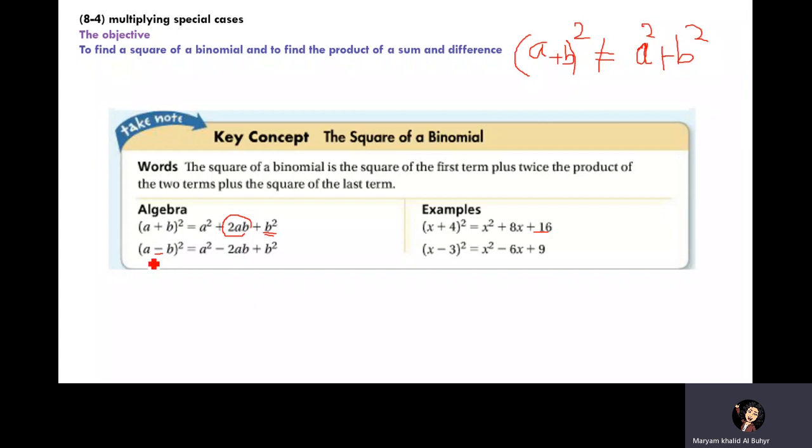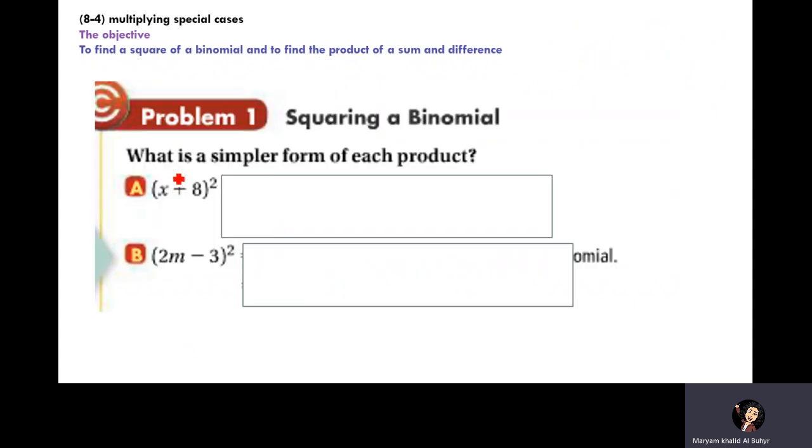Keep in your mind, if you have subtraction, the only part that will be negative is this one. This one will be positive. Why? Because once I square this number, negative 1 times negative 1 will be positive 1. So negative 1 squared is positive 1. Since I have an even power, for sure I will have a positive. That's why this term will be positive. So just memorize it: first term squared, the last term squared, plus 2 times the first term and the second term.